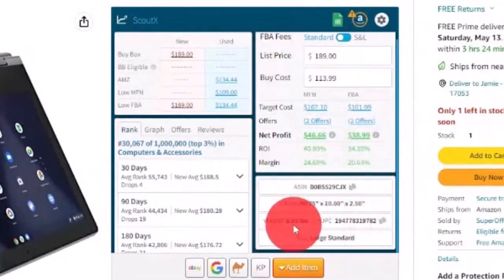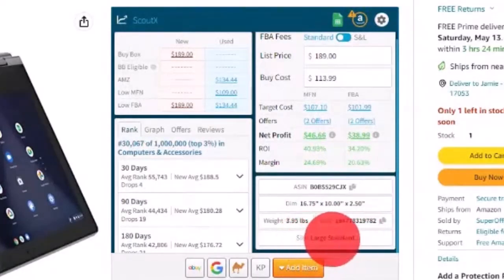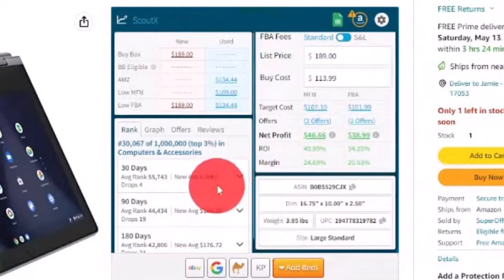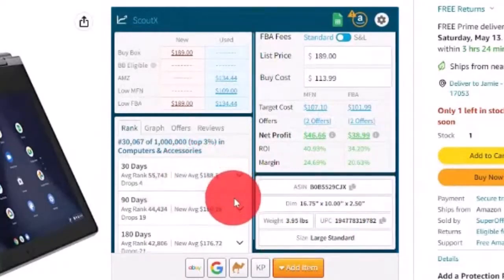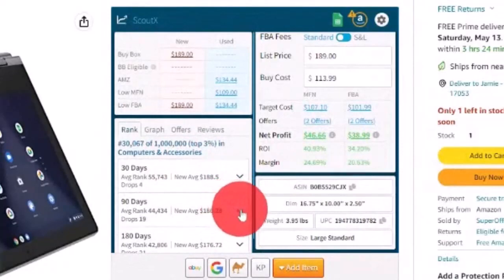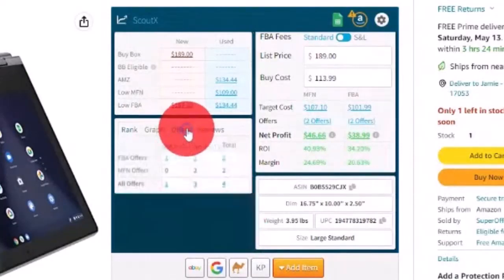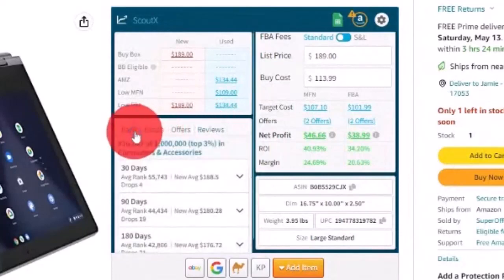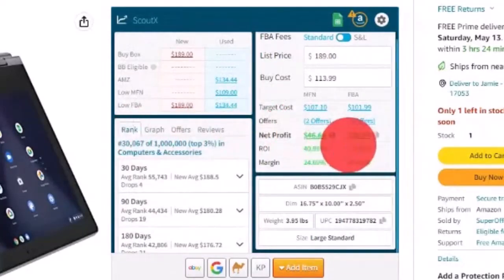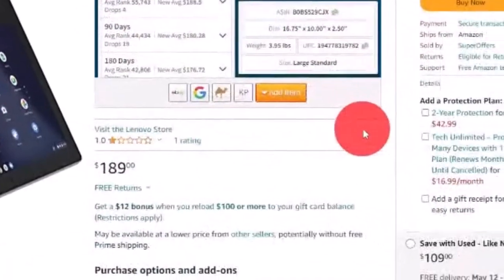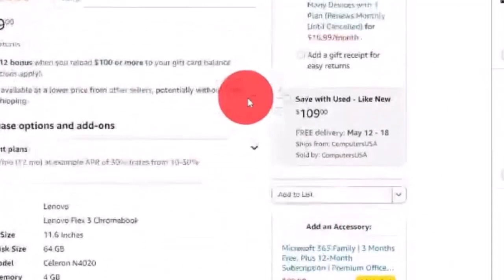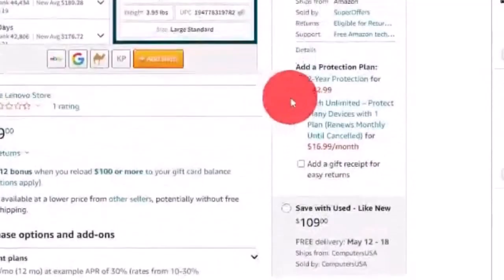You've got your dimensions, your weight, the UPC, as far as how Amazon has the ASIN classified. It's a large standard. Look at, you've got your 30-day rank, 90, 180 right in front of you. You can come and see how many offers you got. You can look at reviews. It's pretty nice. Yes. Now, speaking of offers, remember we said we only had two people selling it.